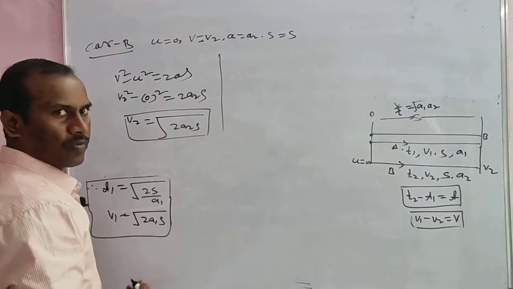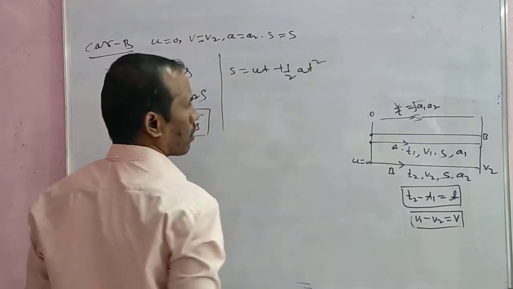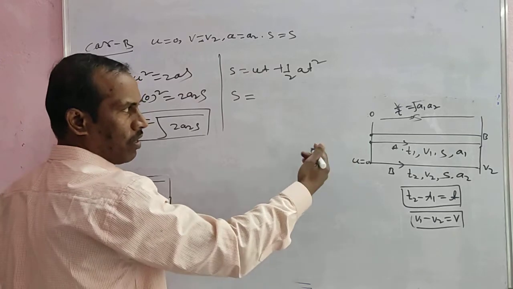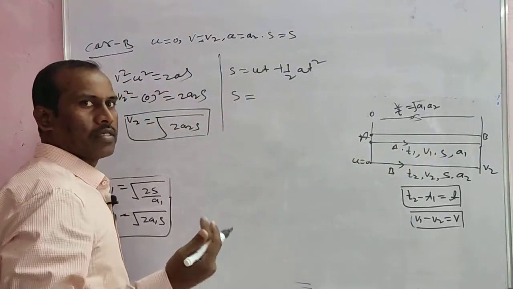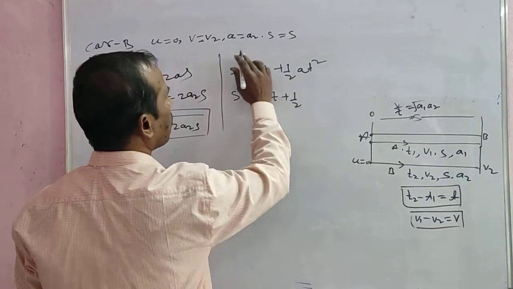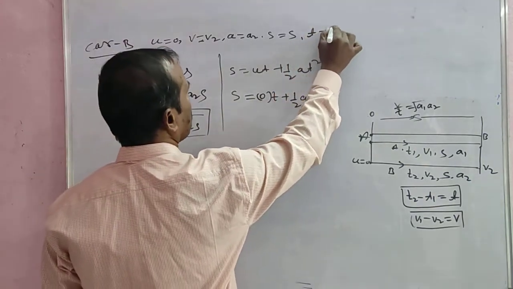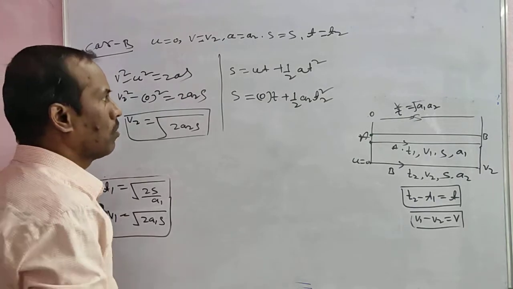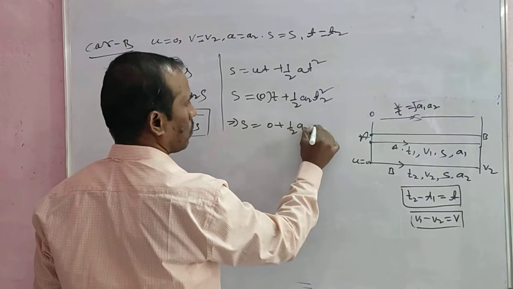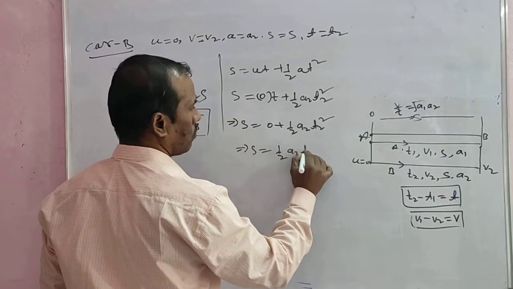Next, the second equation of motion: S is equal to ut plus half at square. Here S is the displacement, the distance between point A and B, which is a constant. For car B, u is equal to 0, a is a2, and t is t2. Simplifying, S is equal to 0 plus 1 by 2 a2 t2 square, so S is equal to 1 by 2 a2 t2 square.